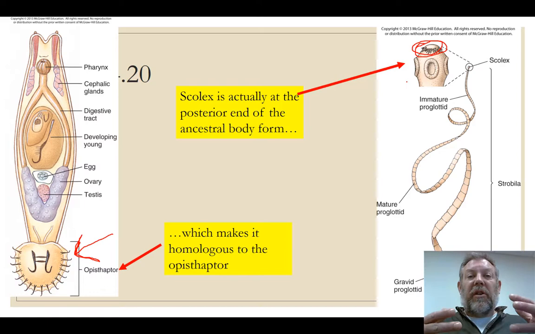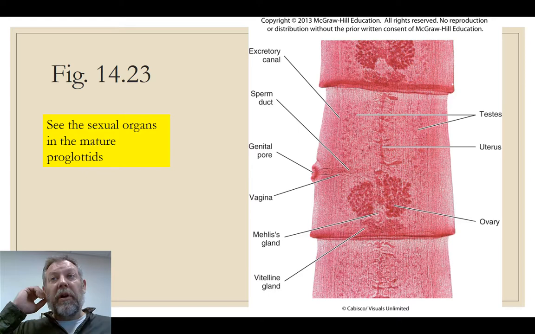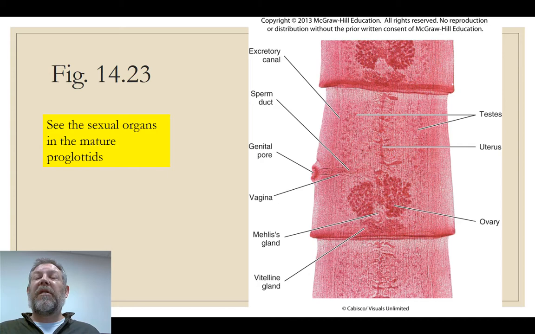So here's a figure from your book showing a close-up of one of those proglottids. You don't see any kind of digestive system, and superficially it doesn't seem like there's much going on here, but you've got a well-developed reproductive system, and it's designed to reproduce sexually, produce eggs, and that's how it completes its life cycle.